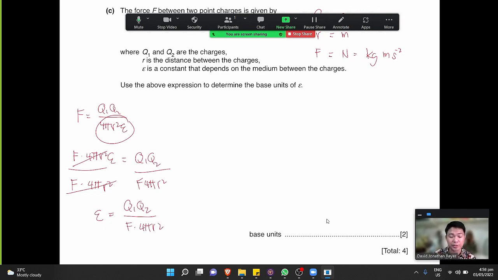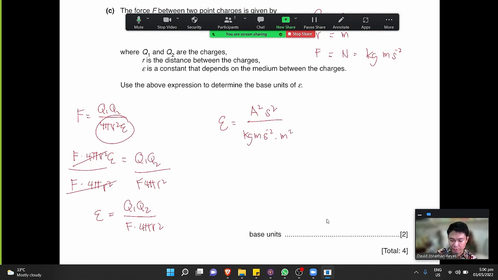Now, since you have this already, it's easy for us to identify what is the base unit of epsilon. Now we know that Q1 and Q2 are both coulombs or ampere second. Then we can say that this will become ampere squared second squared. On the bottom, you have your force. So that gives you kilogram meter per second squared multiplied by 4, which is an absolute value. Pi is also an absolute value, so they don't have any units. And for r squared, you'll have now meter squared.